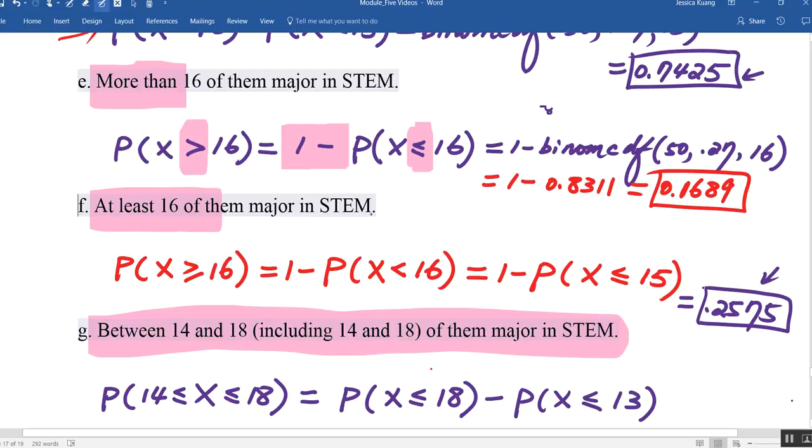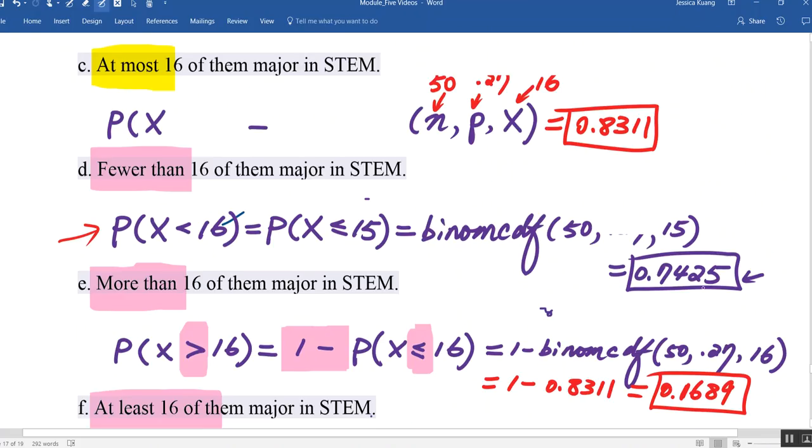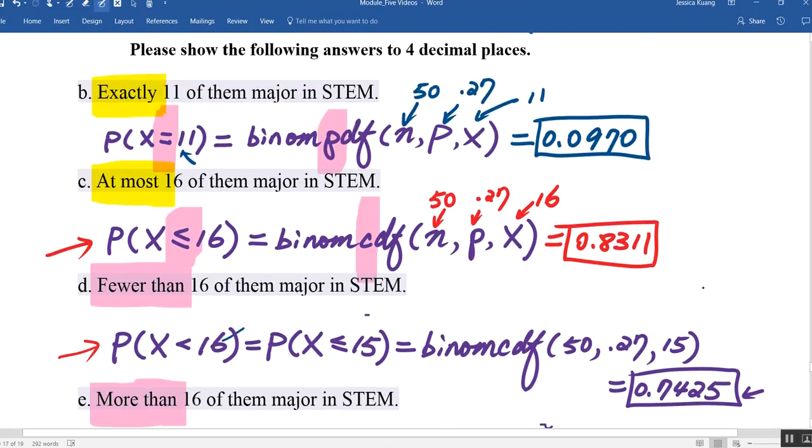Okay, so this is how you apply two very important functions, binom PDF and binom CDF, for the binomial distribution. Of course, those two functions are only useful if you have a binomial distribution.